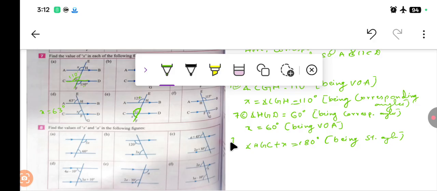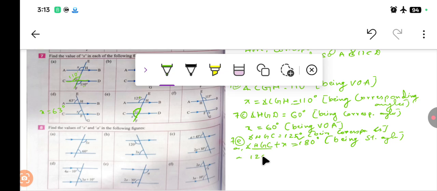So this is question number 7e. So here you will get the value of this one, right? First we have to do corresponding angles. Here angle HGC is equal to 125. HGC is equal to 125 degree being corresponding angles. This is done, and after that we know the value of HGC now, that is 125 degree.